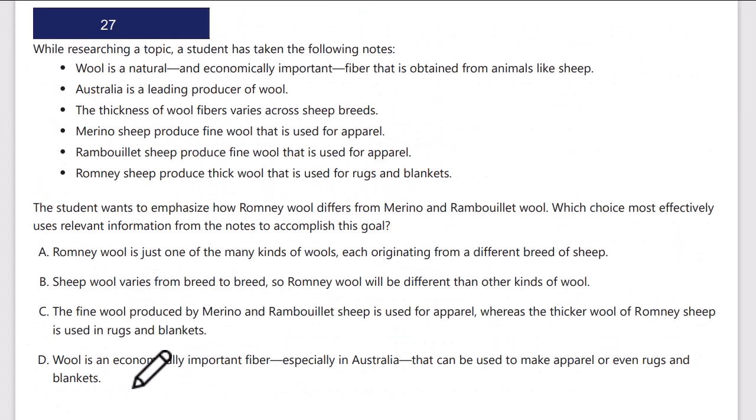The student wants to emphasize how Romney wool differs from Merino and Rambouillet wool. So we want to know how they differ, okay? Wool is a natural, economically important fiber. It's obtained from animals like sheep. Australia is a leading producer of wool. The thickness of wool fiber varies across sheeps.